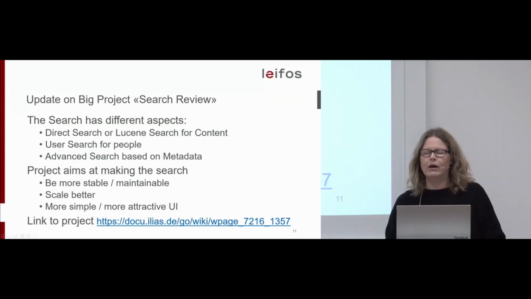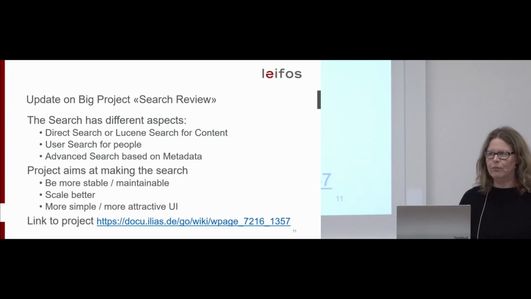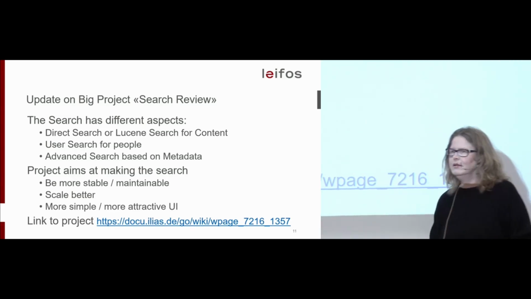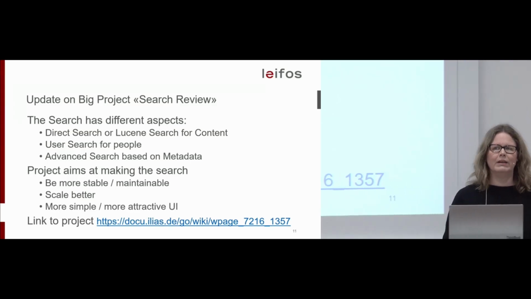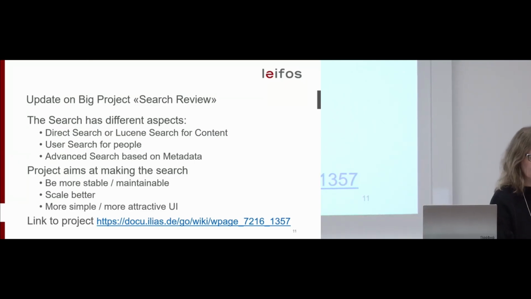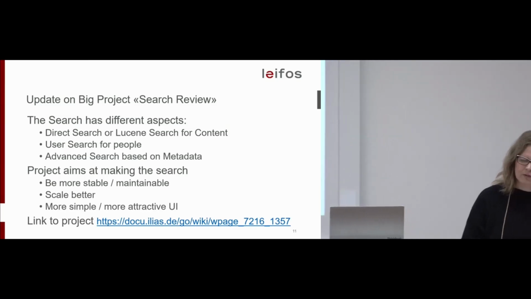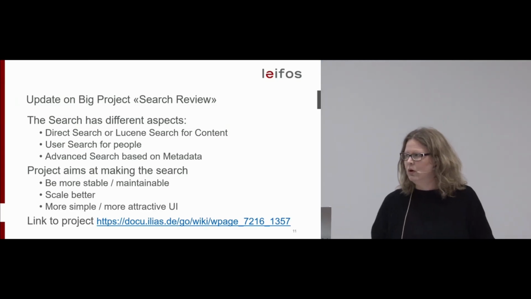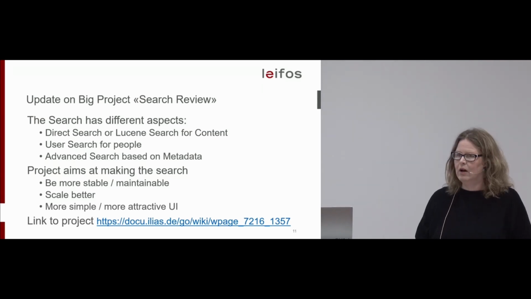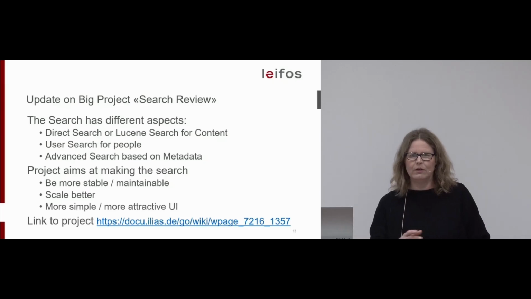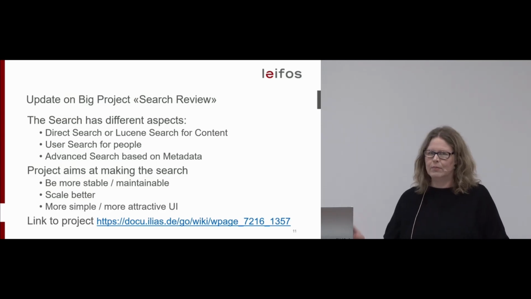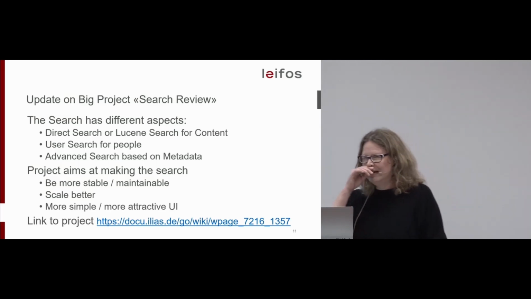The search review project covers the entirety of search options. So we have a direct search and a Lucene search for content, and they are two different implementations. So the direct search, as we speak, checks for the title, the description, LOM keywords, and creator, but does not, for example, search within the content of a file. The Lucene search covers basically everything, plus the content of a file.